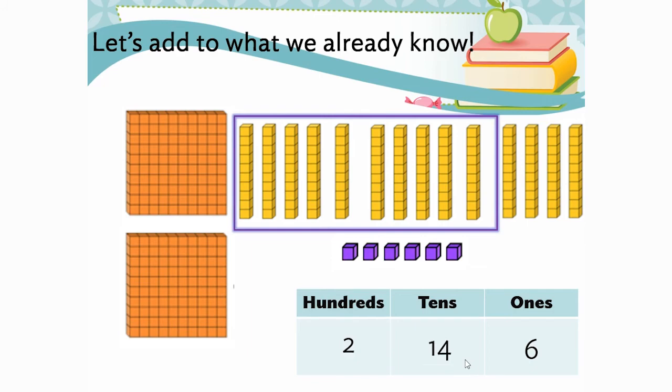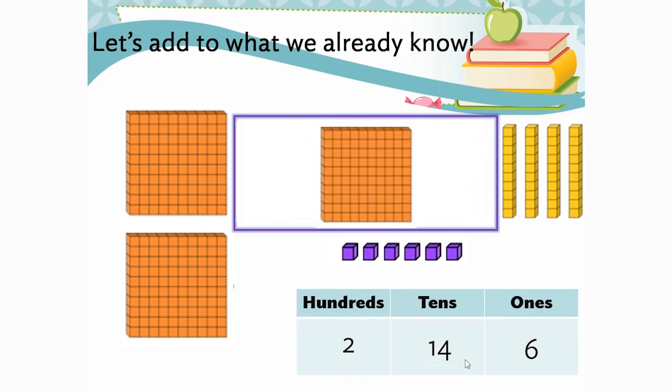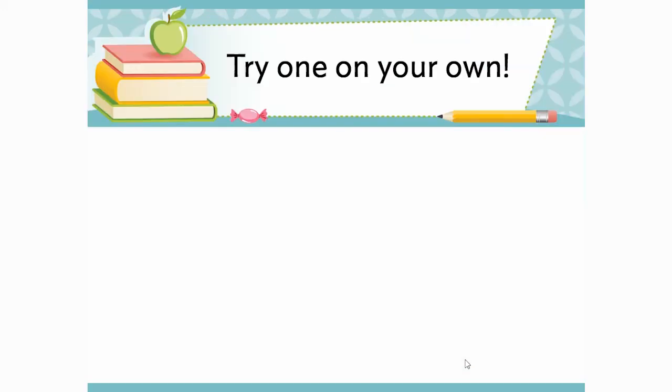If I group 10 of them together, that would be 10, 20, 30, 40, 50, 60, 70, 80, 90, 100. So that's a nice group of 100, and I can trade it for my 100 block. So now, instead of 2 hundreds, 14 tens, and 6 ones, I have 3 hundreds, 4 tens, and 6 ones. Both are absolutely correct, but this is just a nice, easier way of seeing the number and writing the number. Now, let's try one on your own.